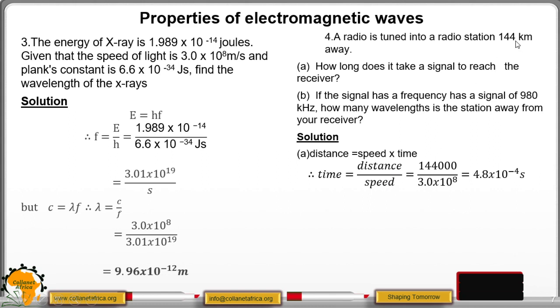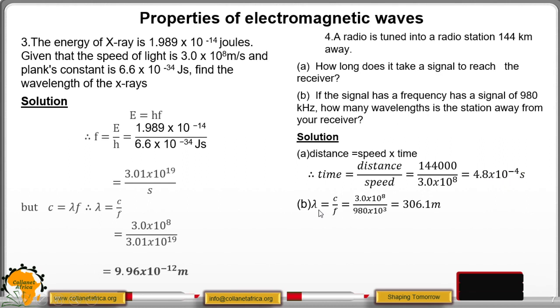So our distance is 144 kilometers. We change it to meters, which is 144,000 meters. Then we divide by the speed of light, which is the speed of our wave, which is 3.0 times 10 to the power 8. When you divide, you get that the time will be 4.8 times 10 to the power negative 4 seconds.